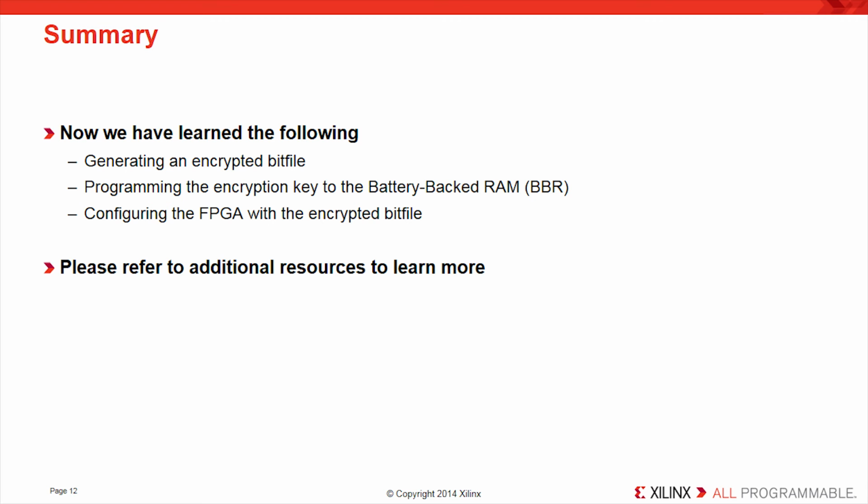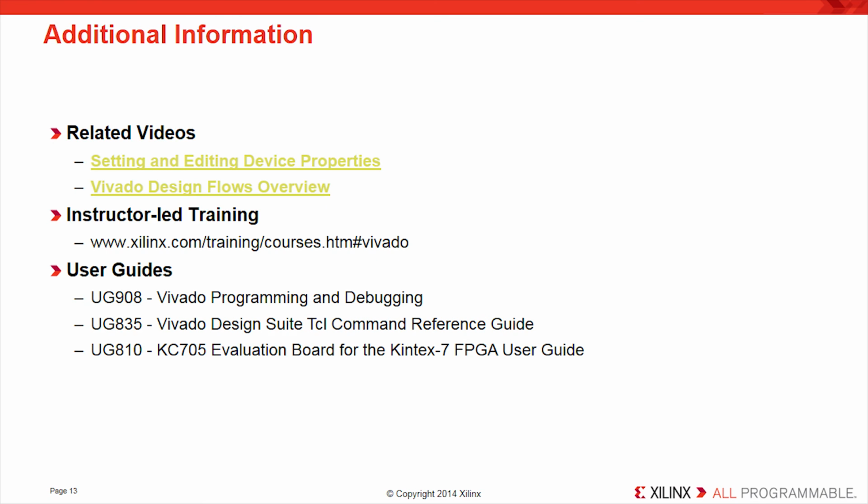So let's recap. We've learned how to use the Vivado Design Suite to generate an encrypted bit file. We learned how to program the encryption key to the battery-backed RAM. Then finally, we learned how to configure the FPGA with the encrypted bit file we created in Vivado. Please refer to the Quick Take videos Setting and Editing Device Properties, as well as Vivado Design Flows Overview, for a general understanding of the Vivado flow. There are additional instructor-led training offerings as well if you're interested in learning more.